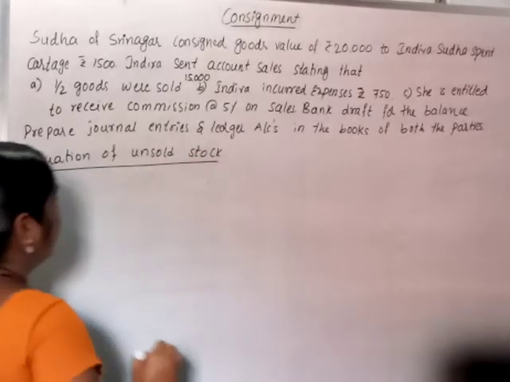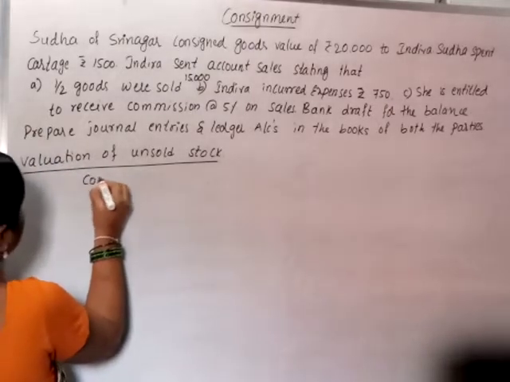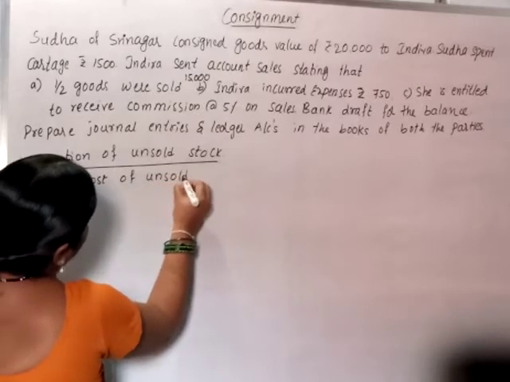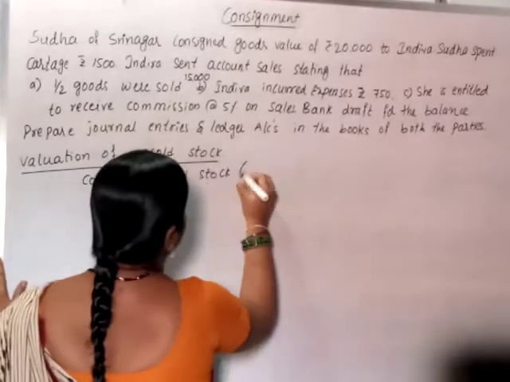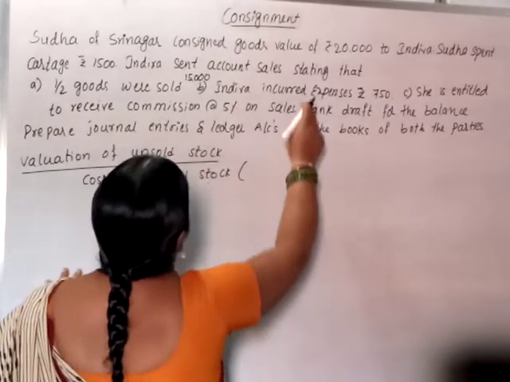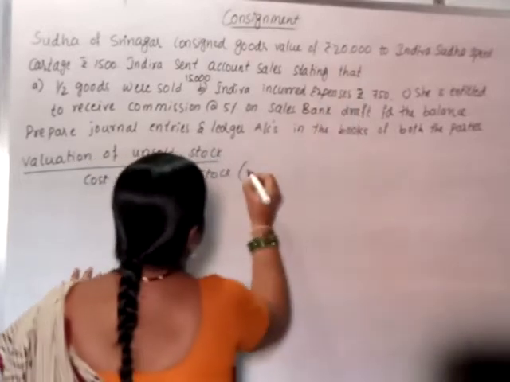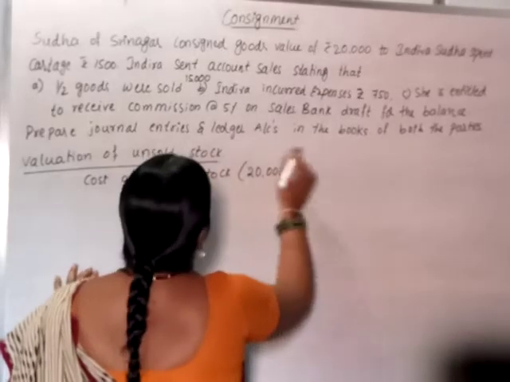First of all, we have to take the cost of unsold stock. So first of all, what do we have to take here? The value of goods sent on consignment. The value of goods sent on consignment is 20,000 rupees only. So 20,000 rupees here.